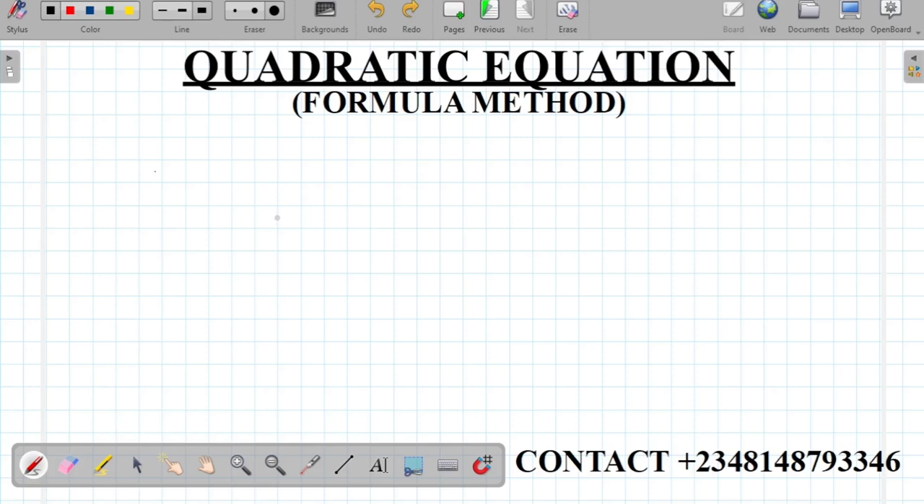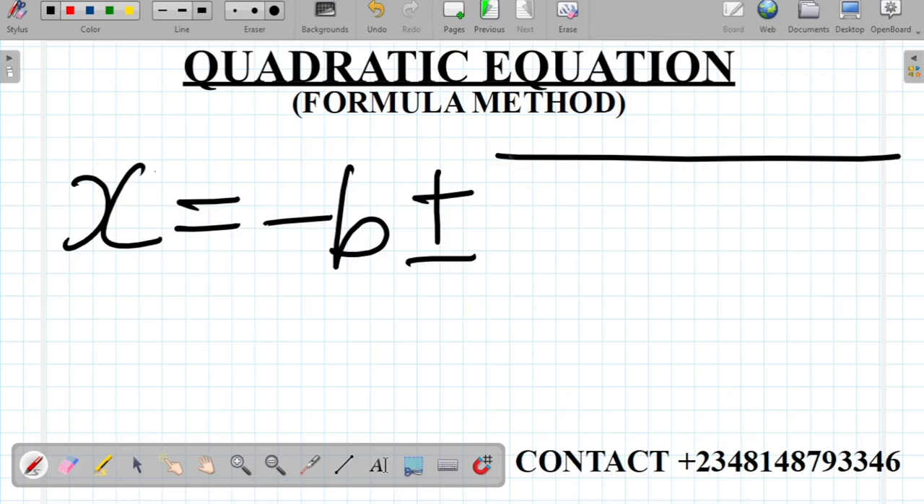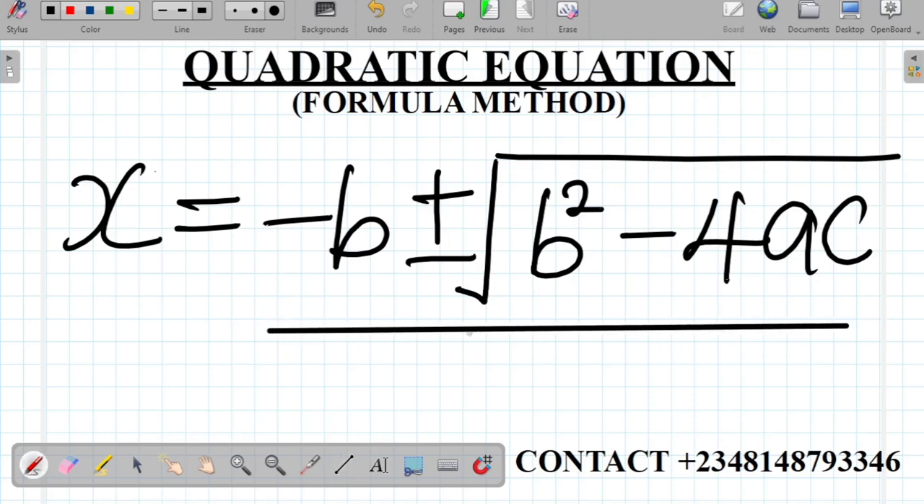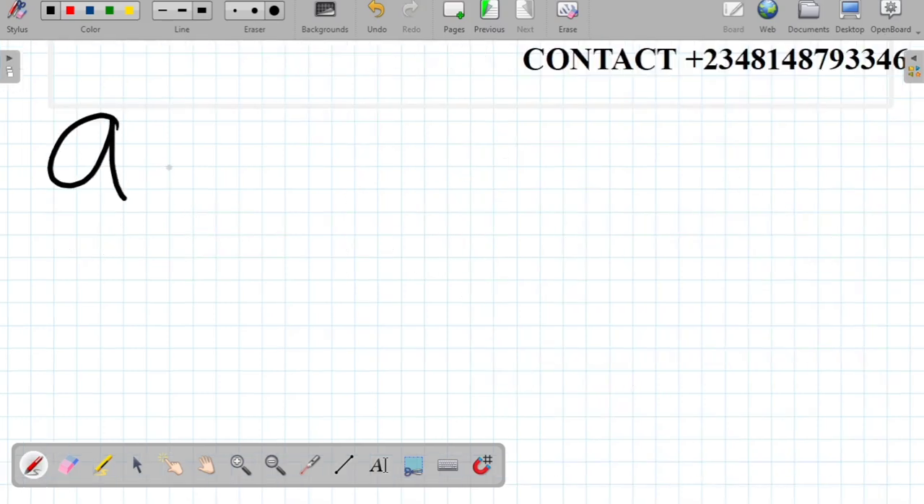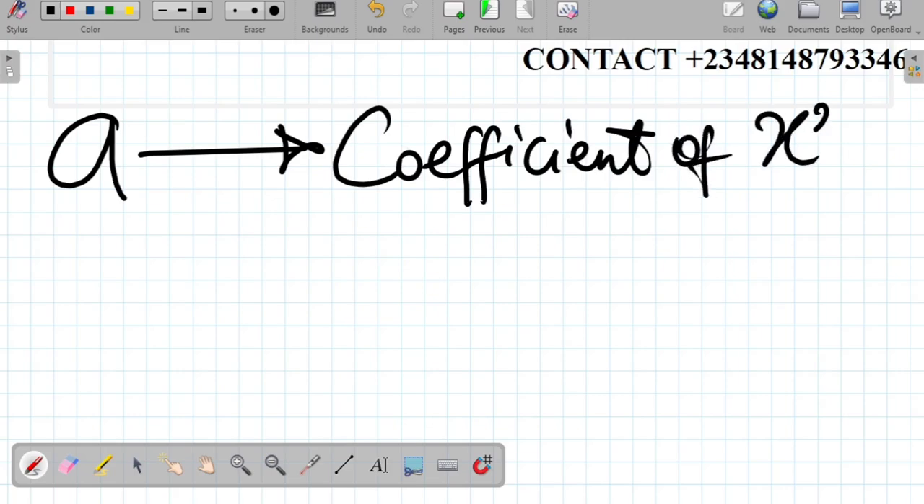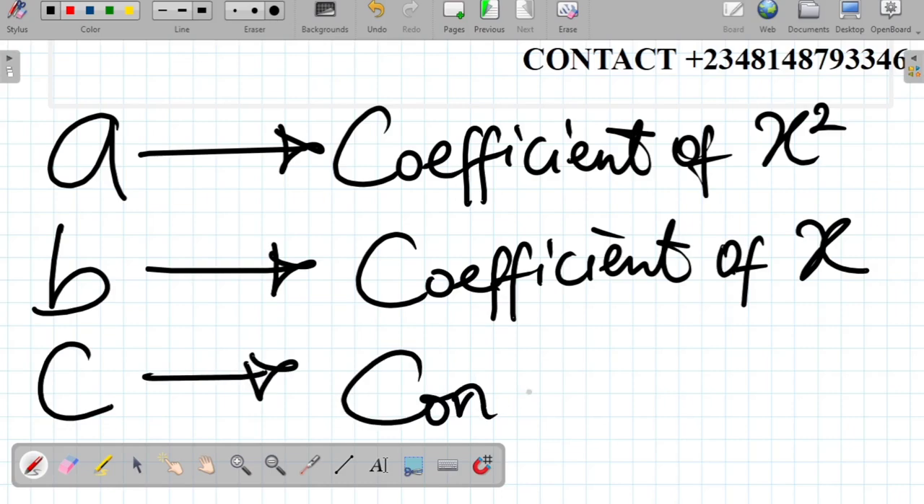If you are given a question and you are asked to find x using formula method of quadratic equation, which formula do you use? x is equal to negative b plus or minus square root of b squared minus 4ac, all over 2a, where a is the coefficient of x squared, and then b is the coefficient of x, and then c is known as the constant term.